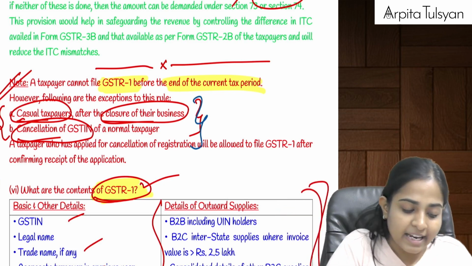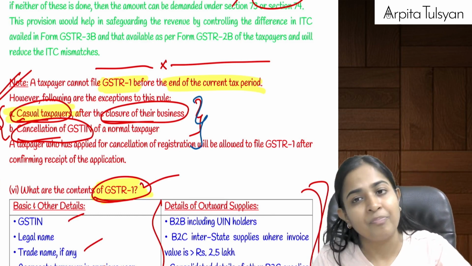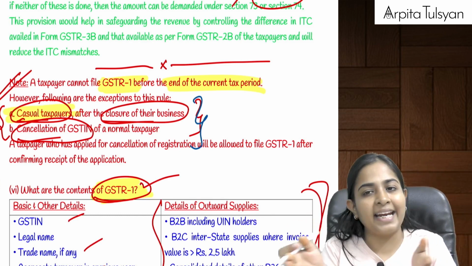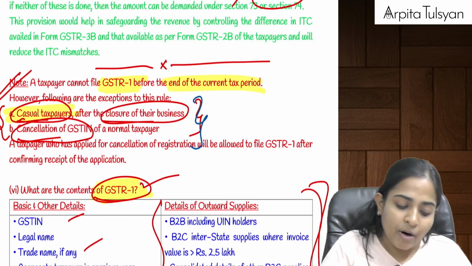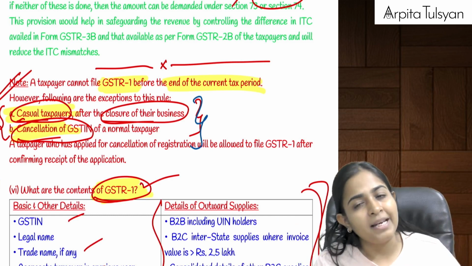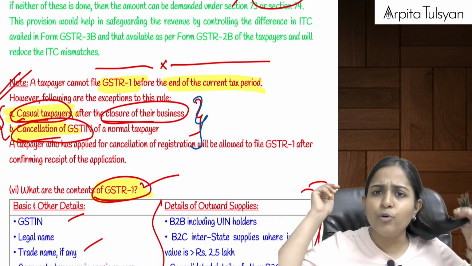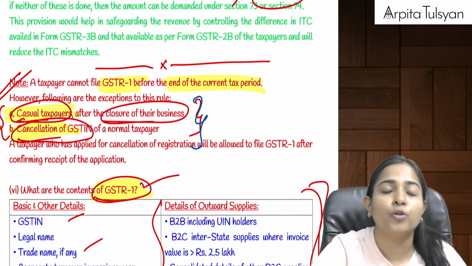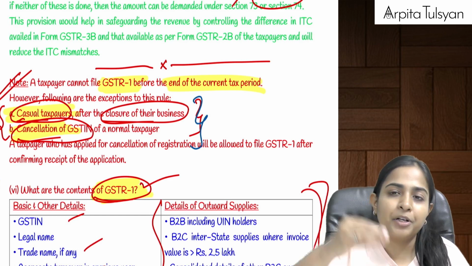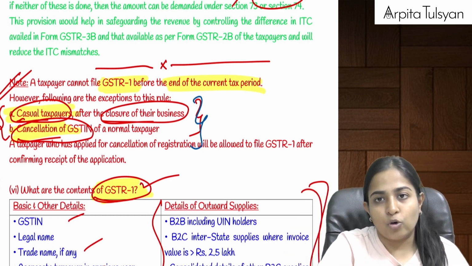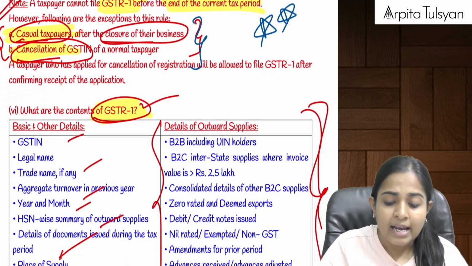One is if you are a casual taxpayer, because casual taxpayer registration is for a short period, so it can get over any time. So you need not wait for the month to get over. And the next one, when your registration has been cancelled, at that time also you can file whatever returns are applicable to you, even without waiting for that particular month or quarter to get over. These are the only two exceptions, and these pointers are required to be remembered.